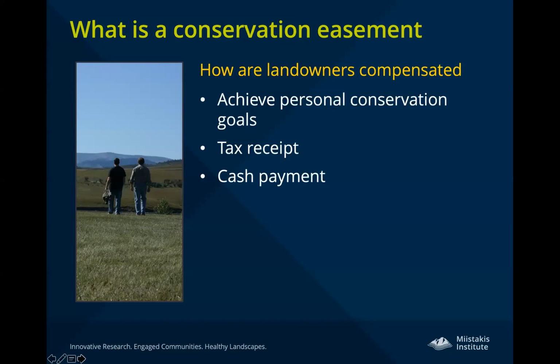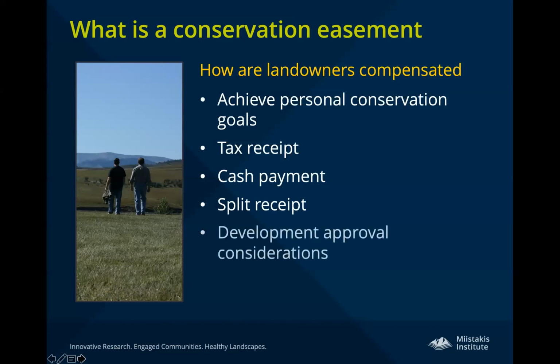Usually what happens is there's a combination, or what we call a split receipt, where once the value is determined, the landowner is provided compensation for a portion of it through a tax receipt and a portion of it through a cash payment. And there are some constraints on exactly how that split receipt can work, but essentially it's just combining those two opportunities in one transaction.